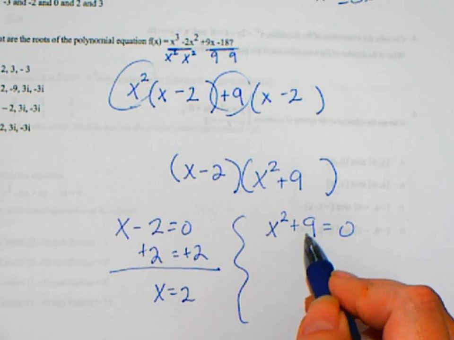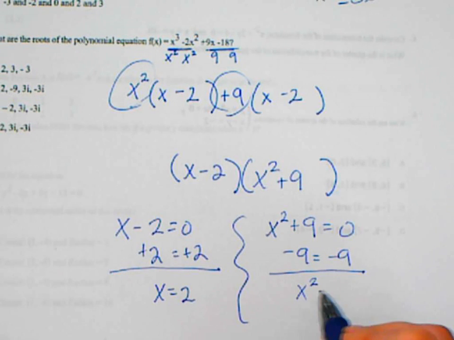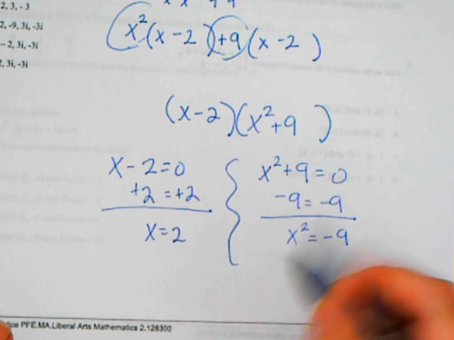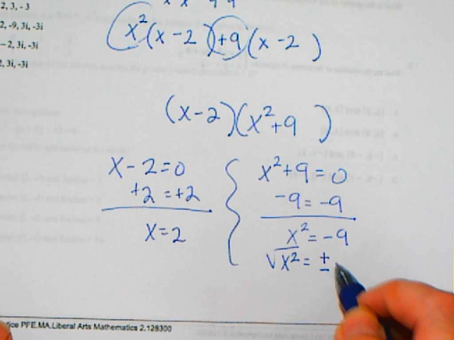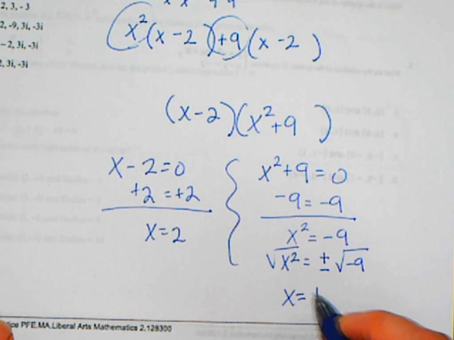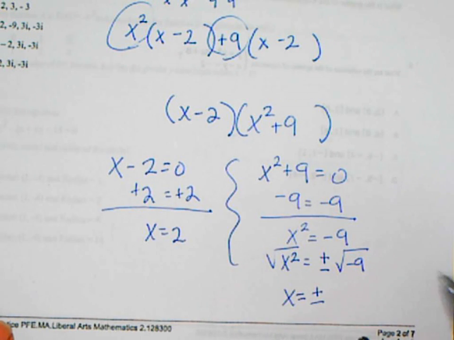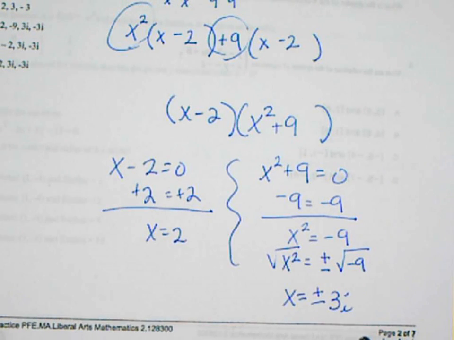Then over here I'll subtract 9. So x squared equals negative 9. And I will take the square root of x squared and the positive and negative square root of negative 9. What's the square root of x squared? X equals positive, negative. What's the square root of negative 9? 3i. 3i.